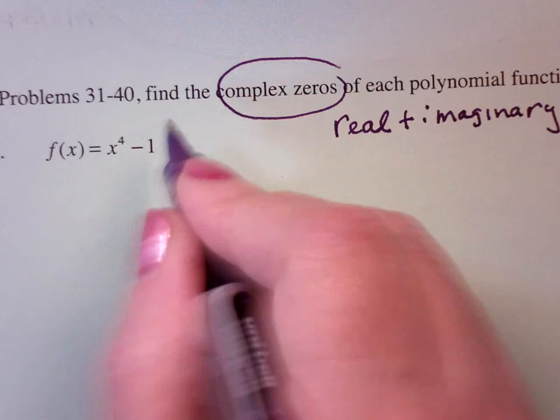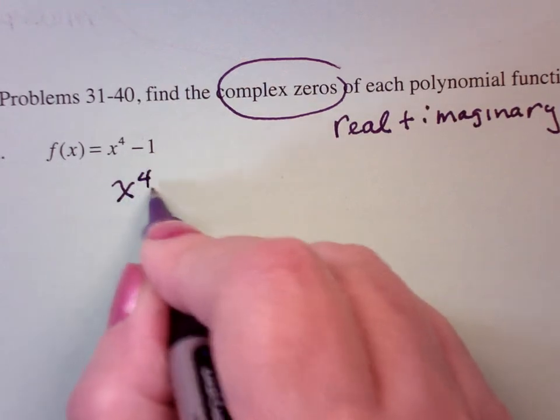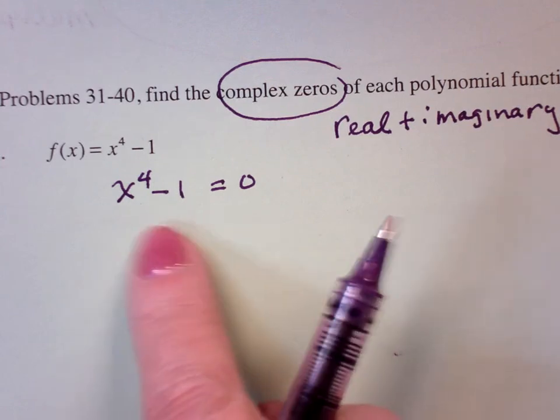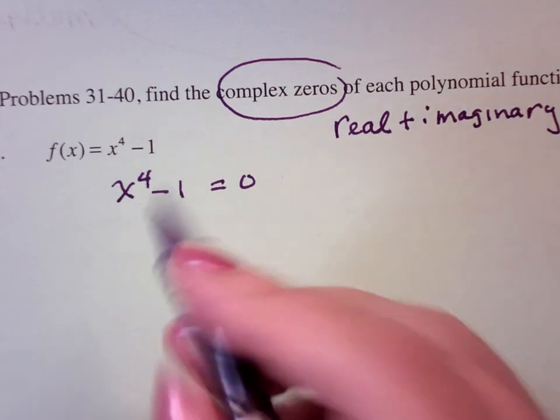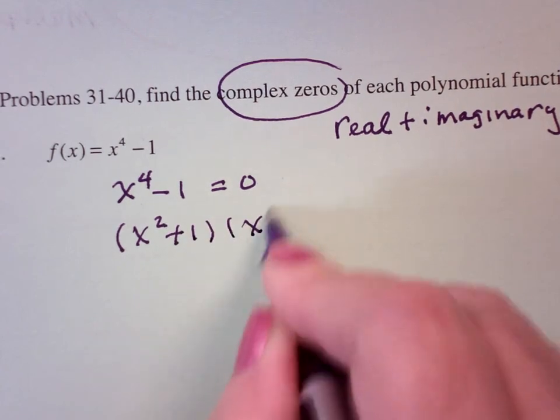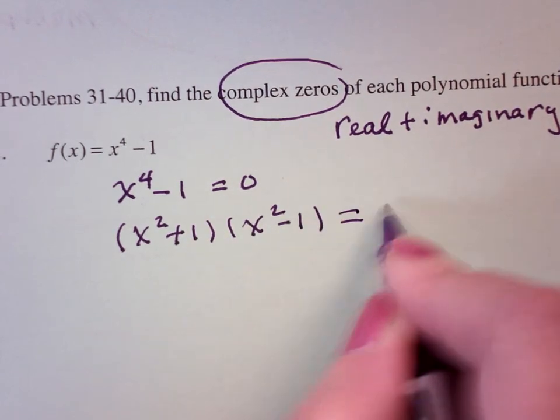And that's where, if I'm finding the zeros, I take x to the fourth minus 1, set it equal to 0. And then the first thing I say to myself is, self, does it factor? Rather than go down through the whole process, I'm going to look to see, does it factor? Well, it does. This is the difference of two squares. So this ends up being x squared plus 1 times x squared minus 1. That's equal to 0.